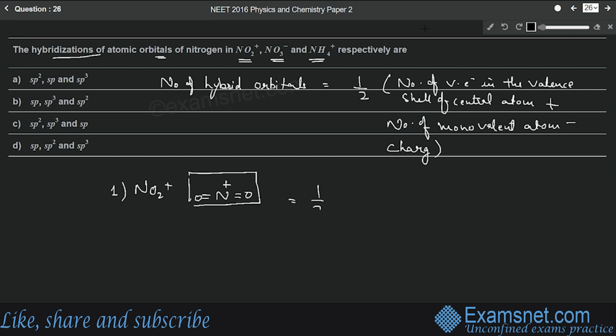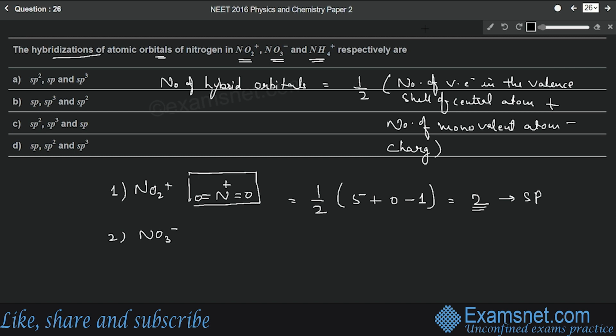So half the number of valence electrons in the valence shell of the central atom, that is nitrogen, is 5, right? So 5 plus the number of monovalent atoms is 0, because it is only bonded to oxygen, which is a divalent atom, not monovalent. So there are 0 monovalent atoms, minus the charge. So there is a plus 1 charge, so 1. Now on calculating this, what do we get? We get 2. Okay, and we know that when the number of hybrid orbitals is 2, it means the hybridization is sp hybridization. Okay, now the second one is NO3 minus.